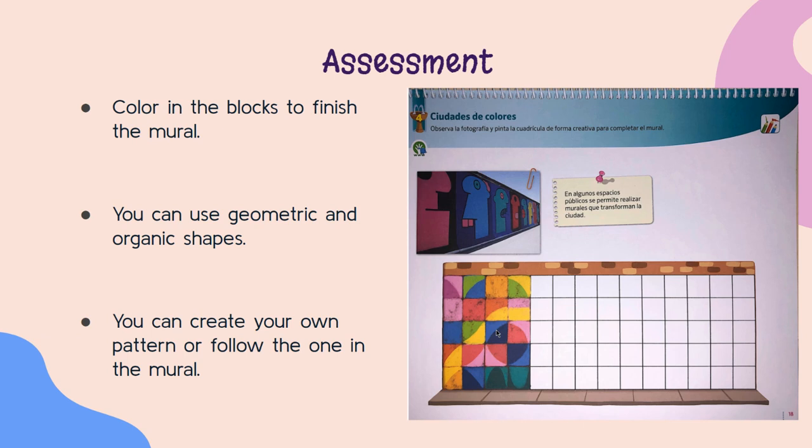Or you could choose to follow the pattern that's already here in the mural. So again, you can color inside of the blocks, and you can use geometric or organic shapes. Remember that geometric shapes have pointy and clear lines, and geometric shapes are like a square, a rectangle. Those are geometric shapes. Organic shapes are wobbly and curvy. Organic shapes, think of like a blob.